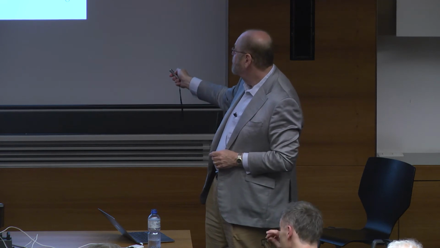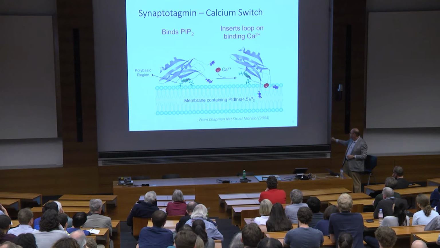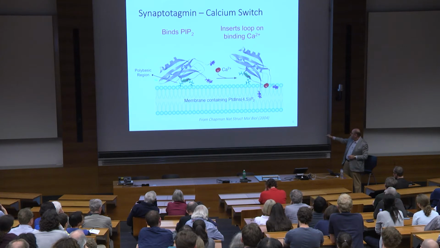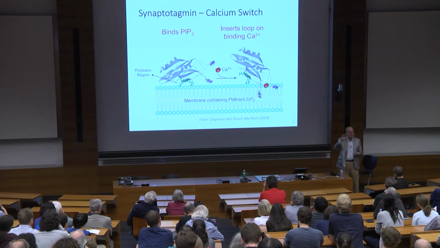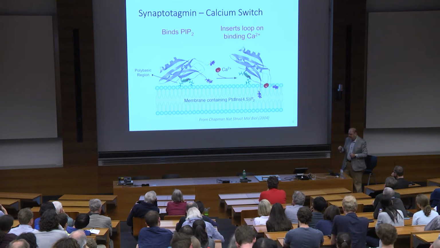Why? Well, if you mutate the calcium binding site, okay, there's no release. If you mutate these residues, there's no release. So it appears that this is the topological switch that somehow allows the vesicle to release. In other words, somehow allows the SNARE complex to complete.